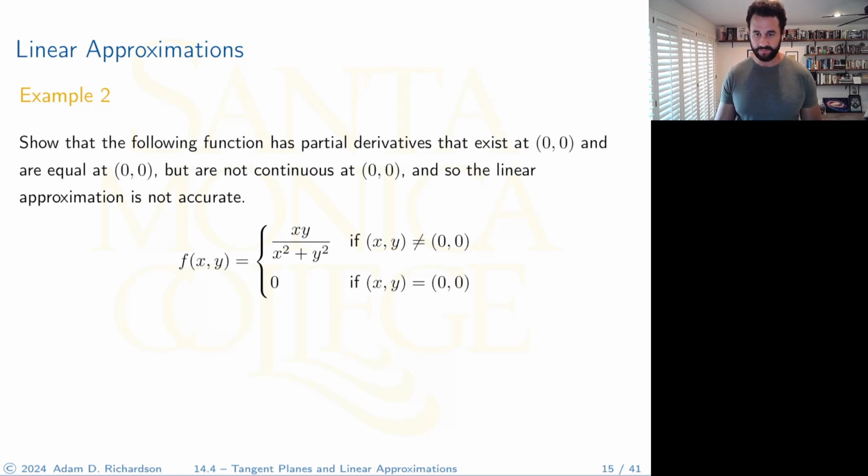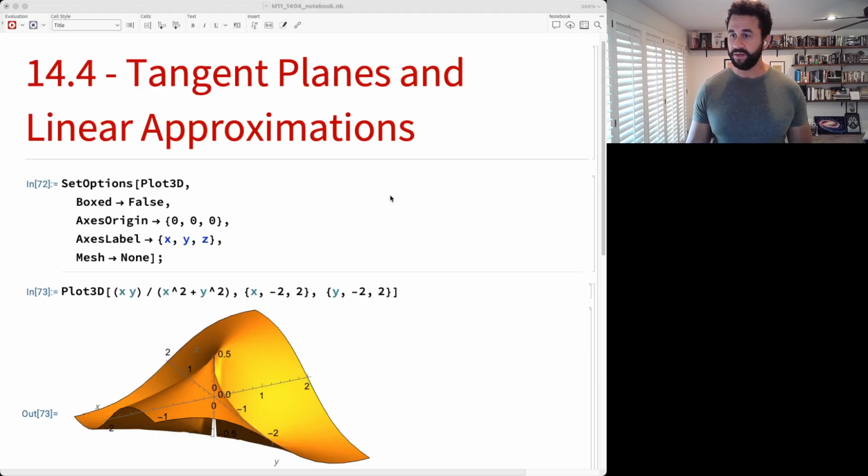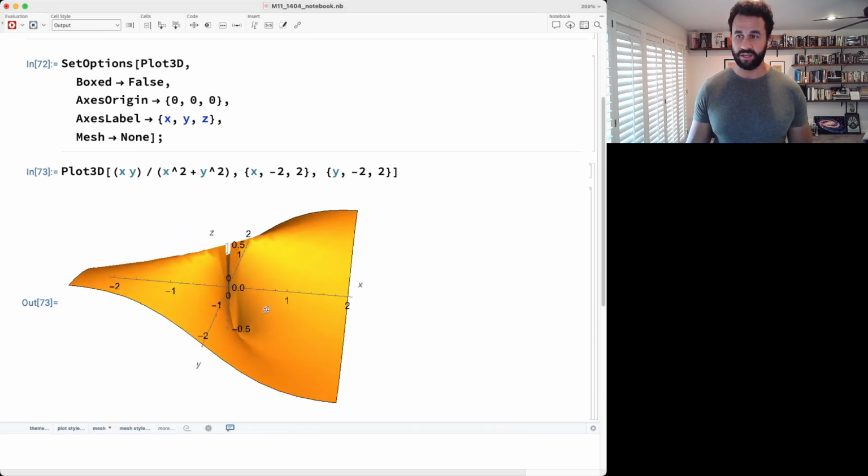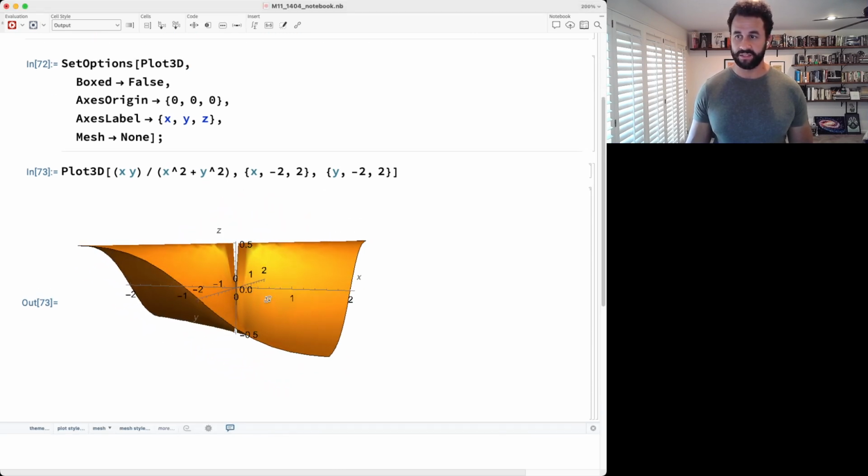Hold on one second. All right, I'm back. So I quickly made this image in Mathematica. Let's take a look. All right, so here is what it looks like. Here's the function. Here is what the surface looks like, and what's happening at (0, 0).